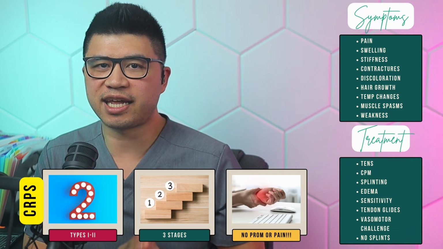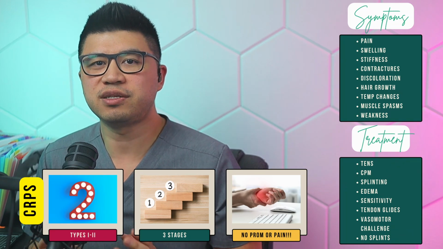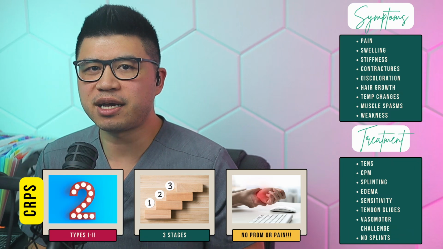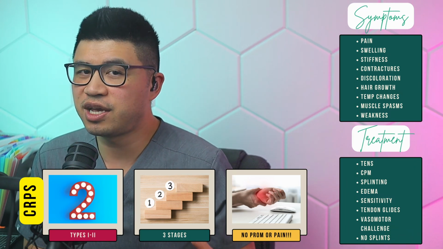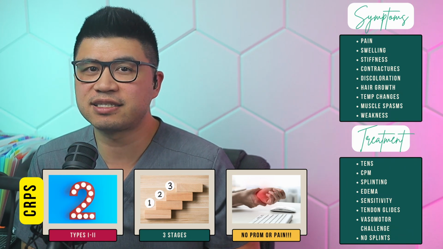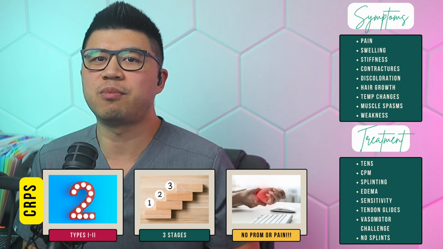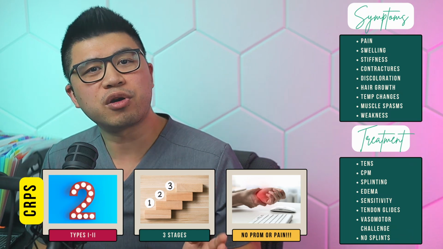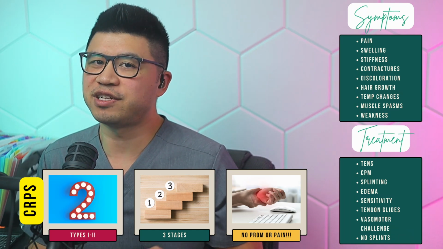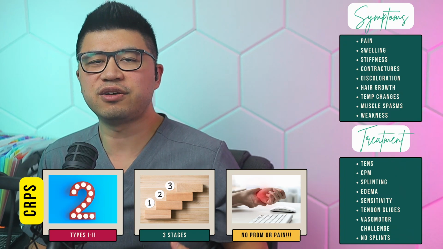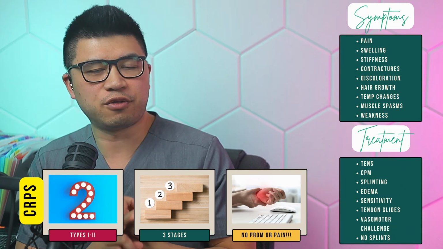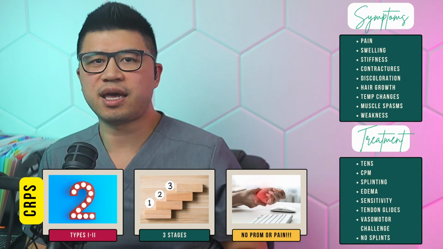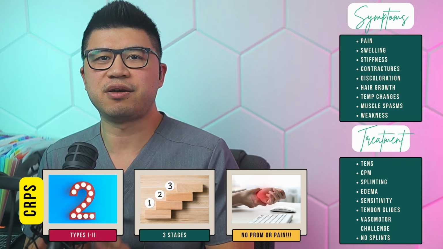You can use TENS, continuous passive motion, CPM, and splinting for pain control. Address edema early on and sensitivity issues using desensitization techniques. Tendon glides may also be incorporated as well for patients. You may want to provide what's called a vasomotor challenge, as this is a vasomotor dysfunction. Makes sense. And this includes things like stress loading, i.e. floor scrubbing, temperature biofeedback, and positional changes. And remember, no splints and no casting.